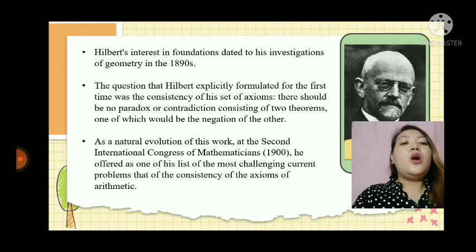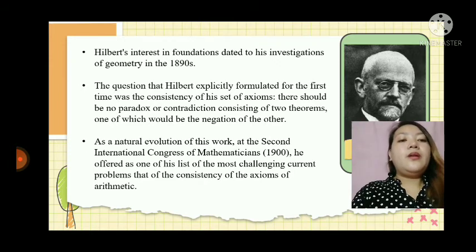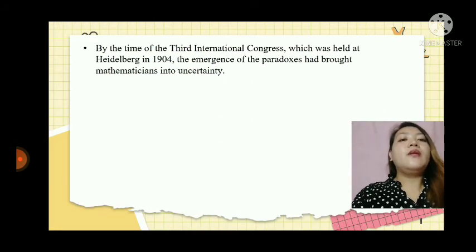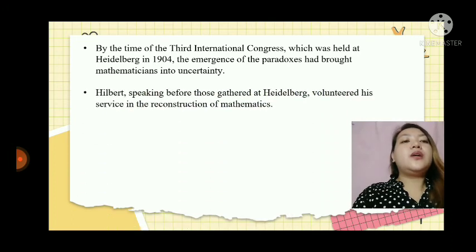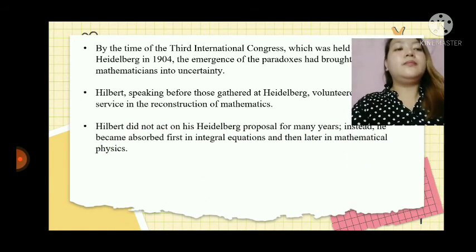As a natural evolution of this work, at the Second International Congress of Mathematicians in 1900, he offered, as one of his list of the most challenging current problems, that of the consistency of the axioms of arithmetic. But by the time of the Third International Congress, held at Heidelberg in 1904, the emergence of paradoxes had brought mathematicians into uncertainty. Hilbert, speaking before those gathered at Heidelberg, volunteered his services in the reconstruction of mathematics.